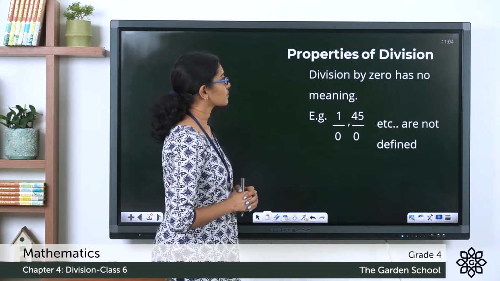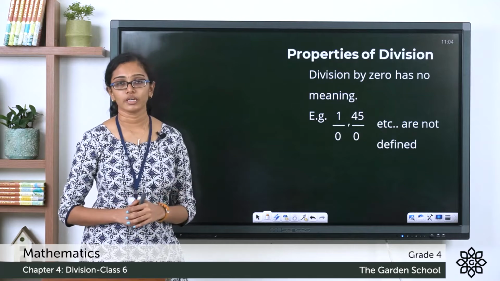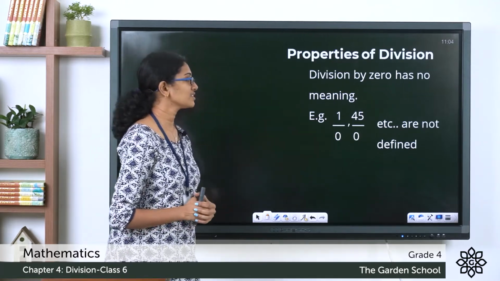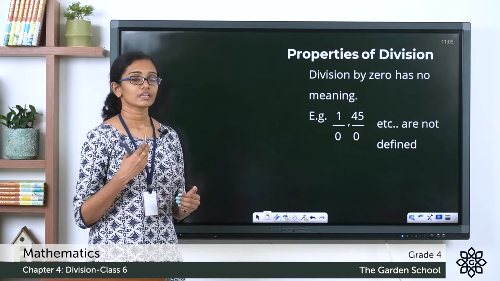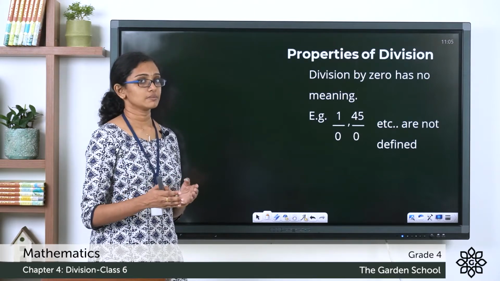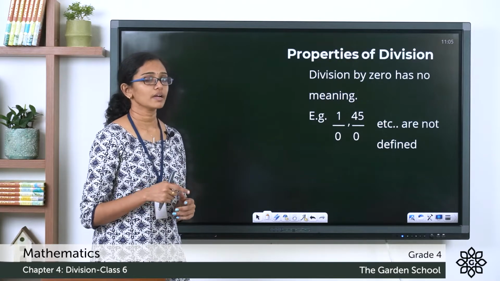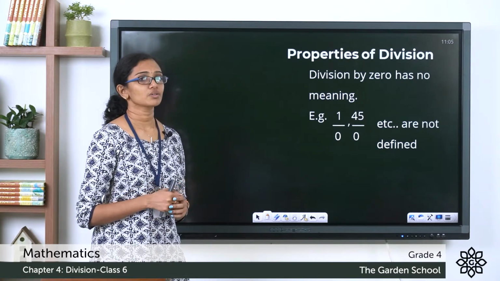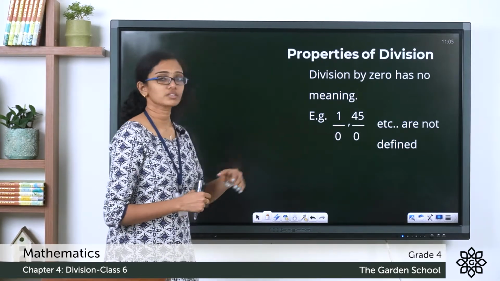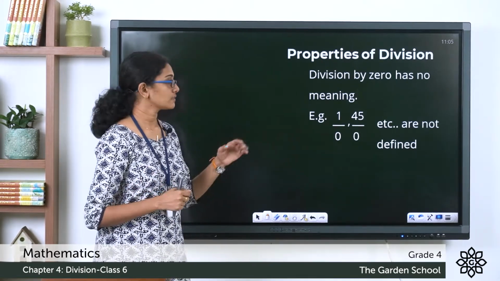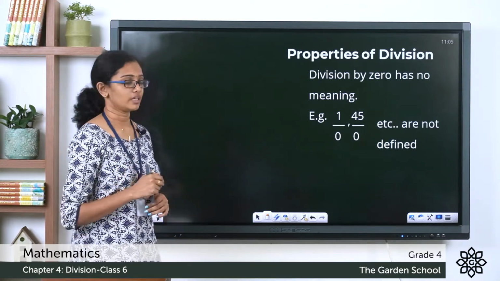Now we have the next property here. Division by 0 has no meaning. See these examples, 1 by 0, 45 by 0, etc. Can we say any number can be multiplied 0 times to get a different number? No, right? Any number multiplied by 0 gives you 0 as the product. So when you take 0 as the divisor, we cannot define that division. So we say division by 0 has no meaning.